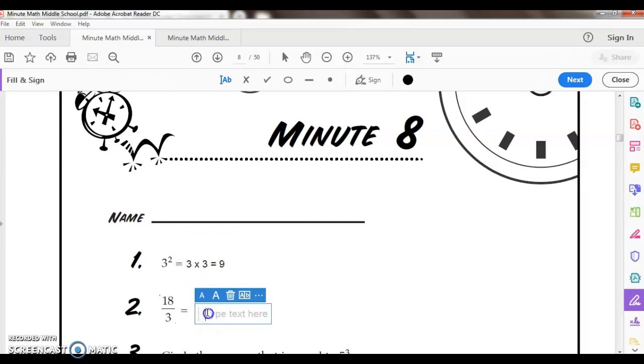So the second one, you're just multiplying. Don't think of it as a fraction, just think of it as a division problem. So 18 divided by 3, that's going to be 6. So let's write that down as equals 6.